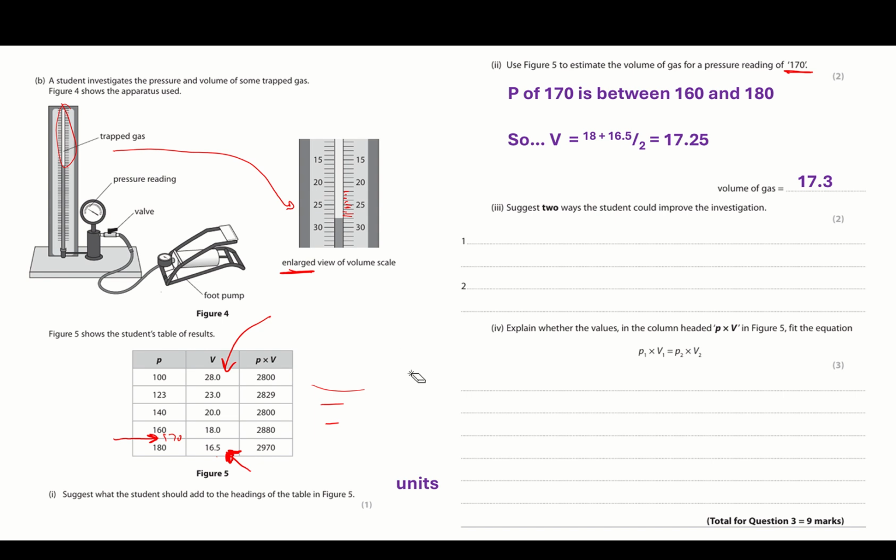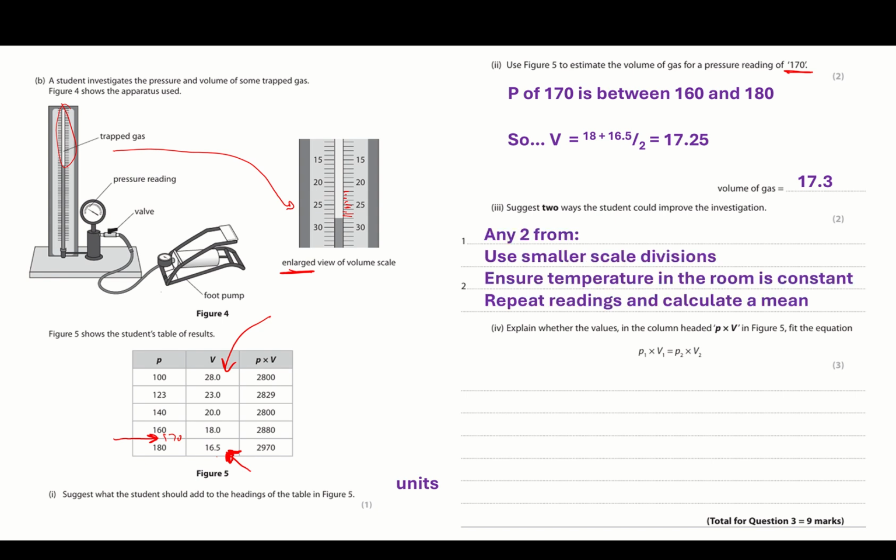Now remember, don't ever just say repeat it. You've got to say you repeat it and calculate a mean. You have to put the 2 of those together. The mark schemes as you go through a paper, they demand both of those 2 statements. So any 2: use smaller scale divisions, ensure the temperature in the room is constant, and the next one is repeat the readings and calculate the mean. I think they're probably the best 2, but clearly we know that gas pressure depends on temperature as well.